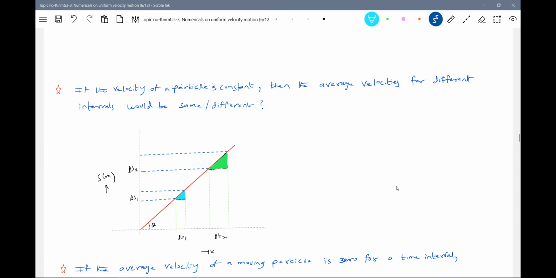What is the slope of these two triangles? Tan theta 1 is equal to delta S1 by delta T1. Delta S1 is not equal to delta S2, and delta T1 is not equal to delta T2, but still the average speed will be the same. And this should be equal to what? The average speed, which is also equal to the instantaneous speed.